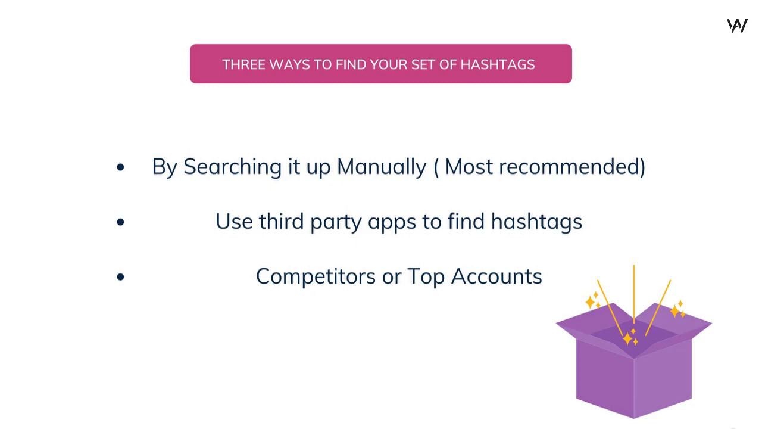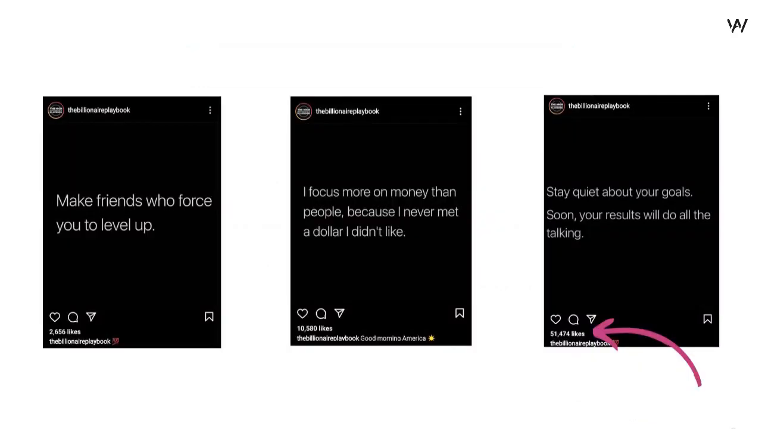Imagine that I'm running a motivational quotes page, and I can't find the right set of hashtags for my Instagram page. So what I'll be doing is searching for competitors, and as you can see on the screen, this is one of the competitors in my niche, and the name of this page is the Billionaire Playbook. You can see that I've shown you 3 contents of this particular account. What you have to do is check the engagement rate and find the post that has a huge number of likes.